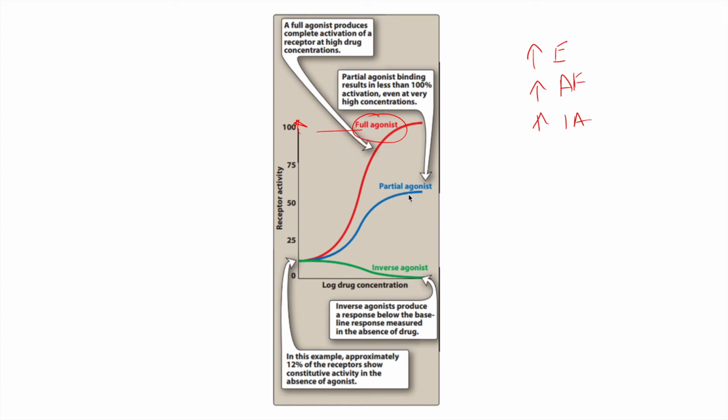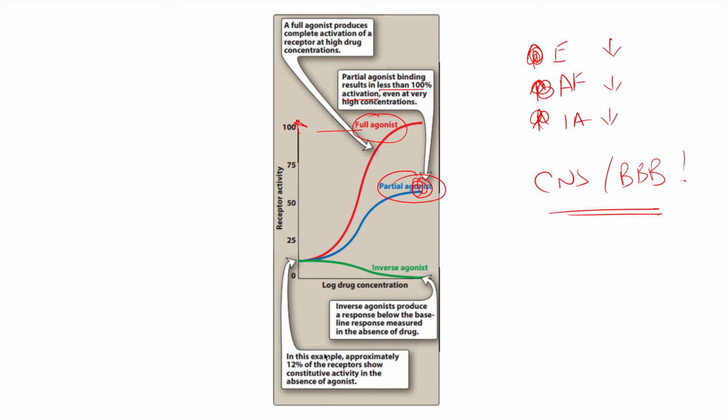However, partial agonist binding results in less than 100% activation, even at high concentration. So no matter how many milligrams or grams of drug you give, the partial agonist will never have a high efficacy or high affinity or a high intrinsic activity. It will only have a low level of each category. It will, for example, not cross the CNS or blood-brain barrier, right?